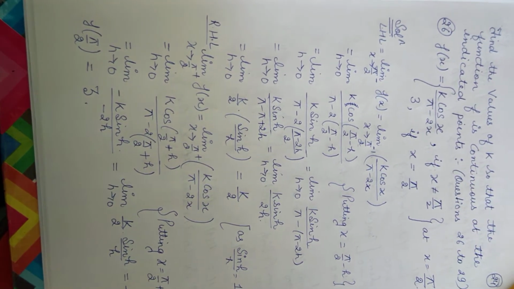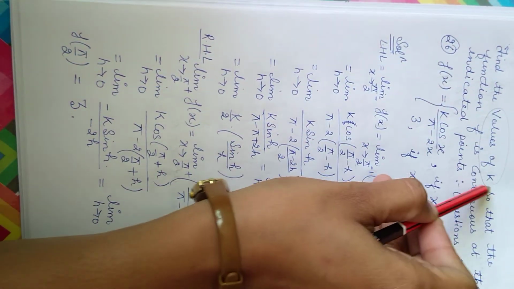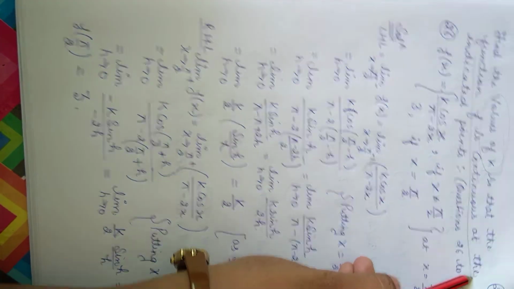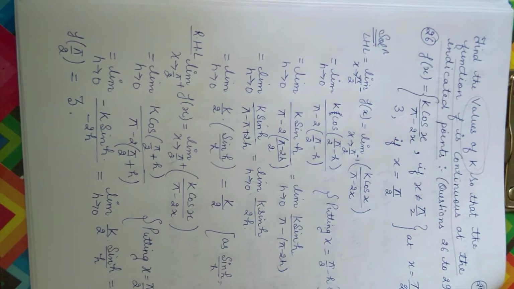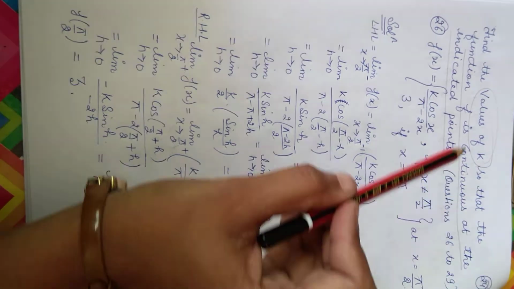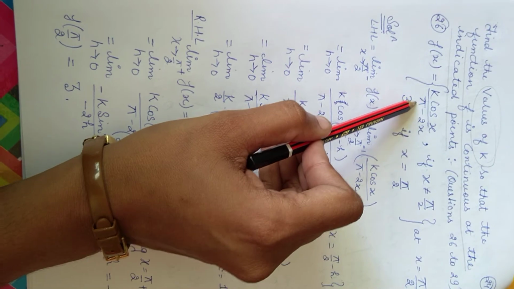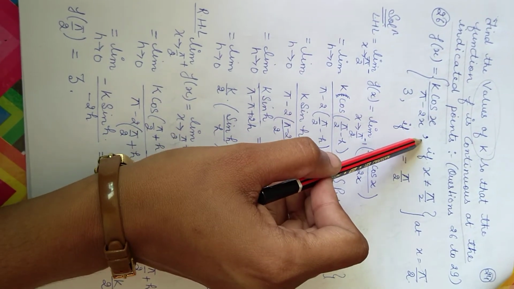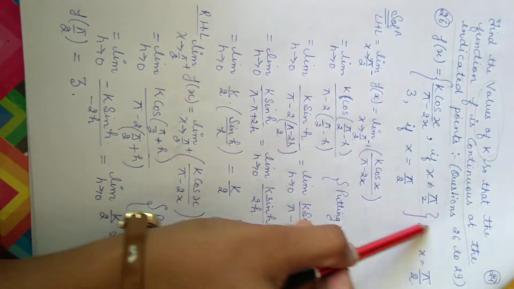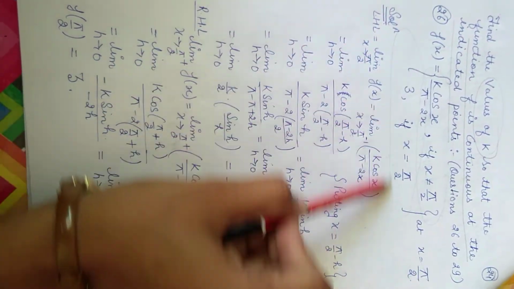Your question number 26, 27 and 29 are बच्चे to find the value of k when it is being given that function is continuous at the indicated points. Clear, students? Now your question number 26 is f of x equals k cos x upon pi minus 2x, if x is not equal to pi by 2, this is your function, and if x is equal to pi by 2, then your function is 3.